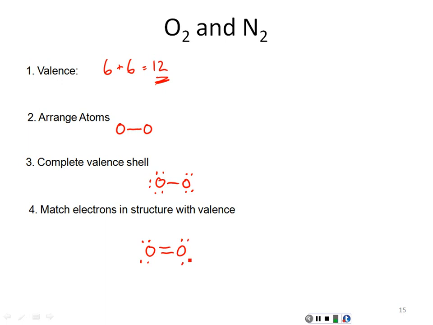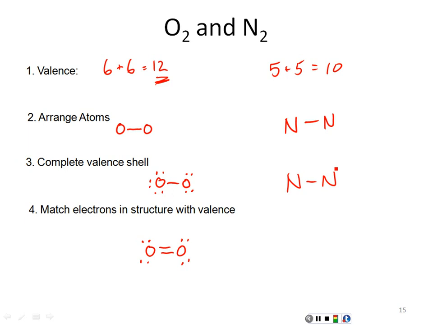So there we have the final Lewis structure. The octet is complete on each oxygen atom, and we've used a total of 12 electrons. Now for nitrogen, each nitrogen has 5, so we're going to have a total of 10 electrons to use. The bonding pattern is the same. There's 2 atoms. So we've used 2 electrons in that single bond, so we're left with 8 more.